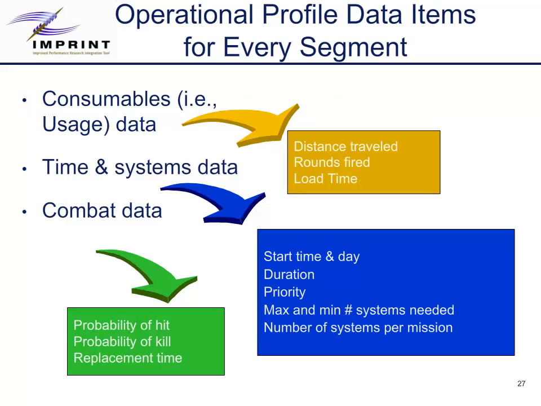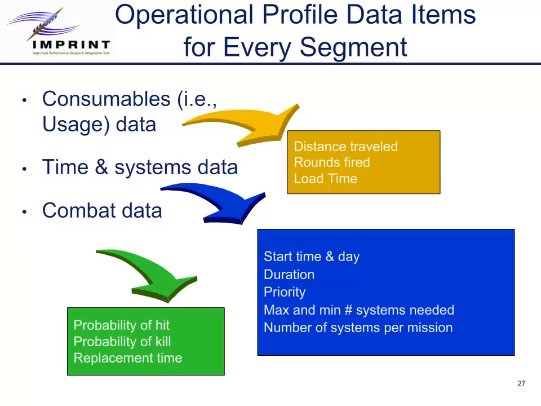The operational profile data items are where the expected op tempo or operational tempo is represented for a scenario. There are 3 sets of data associated with the operational profile: usage data, time and systems data, and combat data. The distances traveled and the number of rounds fired describe the intensity of the mission. For example, a training mission may require only short distances and no live firings of ammunition. On the other hand, a combat scenario may have greater distances and quite possibly a large number of rounds fired.